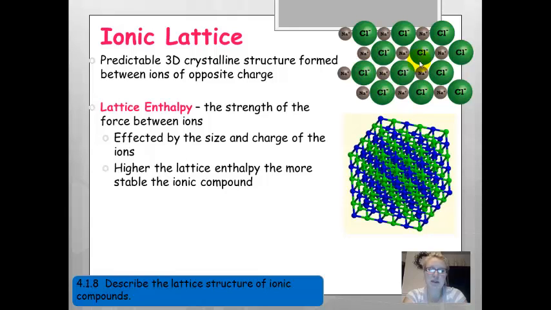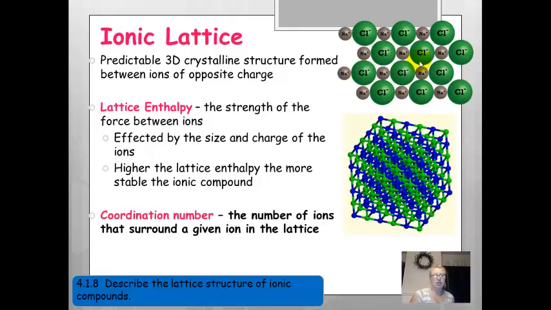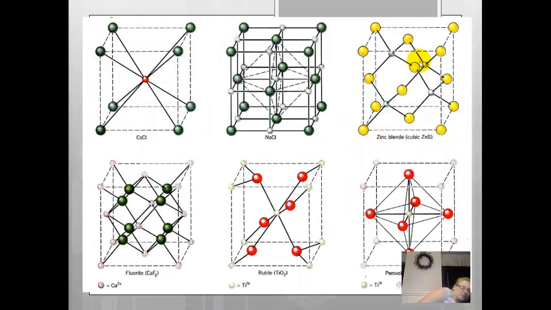And the lattice enthalpy depends on two things. It depends on the size of the ions and the charge on the ions. The higher the lattice enthalpy, the more stable the ionic compound. The coordination number is the number of ions that surround a given ion in the lattice. So here's a picture that shows just a few different types of lattices with different coordination numbers, and you can see that depending on how many ions are coordinated, the shape of the lattice is different.